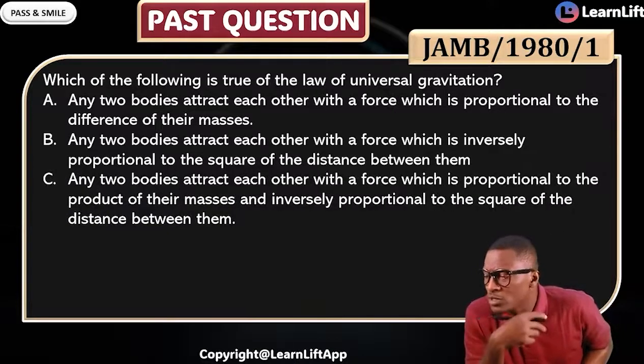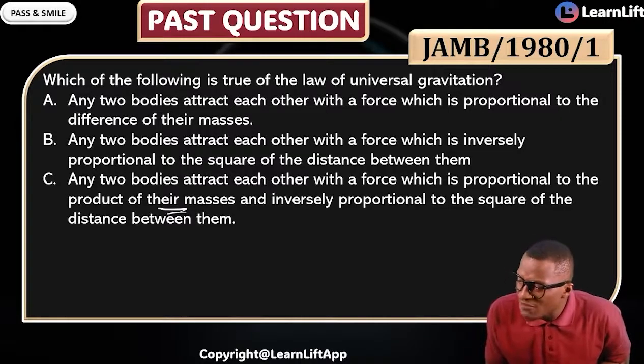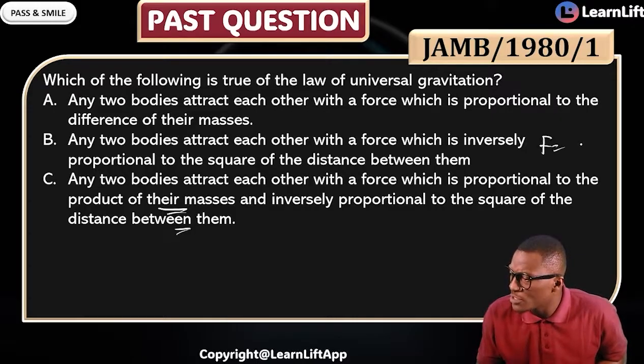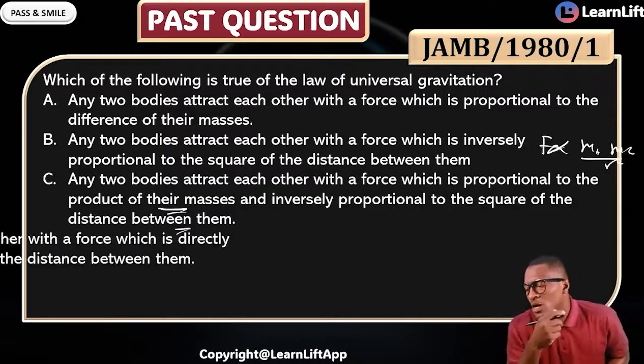Option C, any two bodies attract each other with a force that is proportional to the product of their masses, and inversely proportional to the square of their distance apart. Yes, that means it's trying to say that F is proportional to M1 M2 all over what? R squared. Let's see option D.